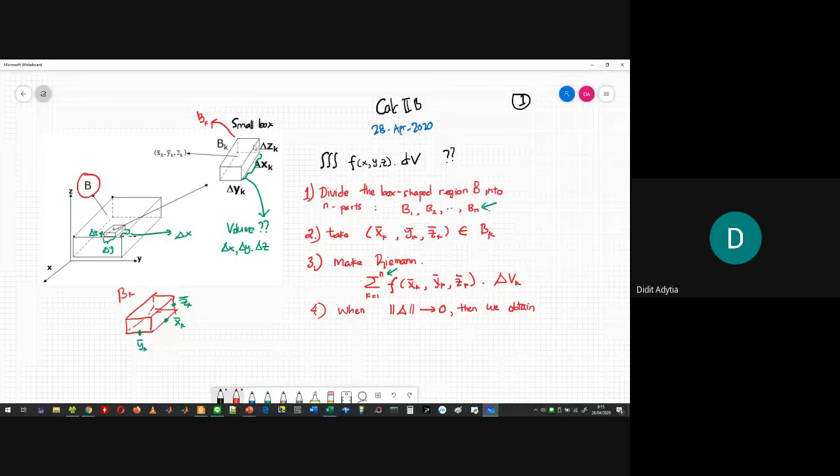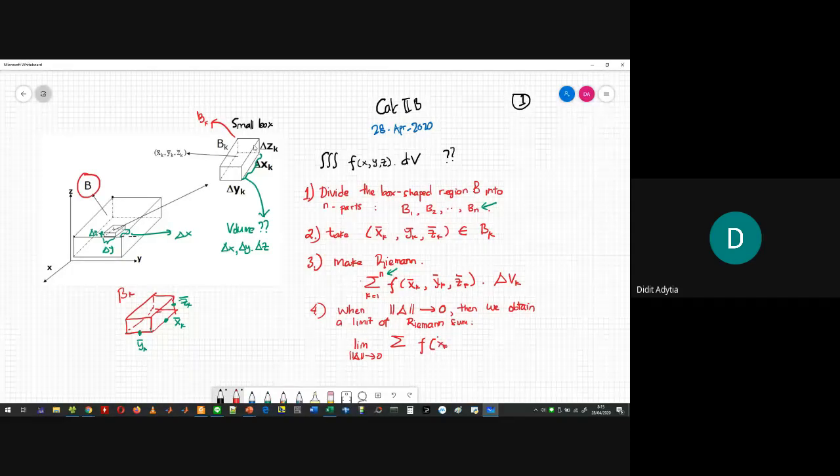a limit of the Riemann sum. Okay, take again this one, and we take the limit. It's delta, and delta goes to 0, and then this is the sum of f of xk bar, yk bar, and zk bar, times the delta volume of Vk, with k going from 1 to n. And this delta, what does it mean?